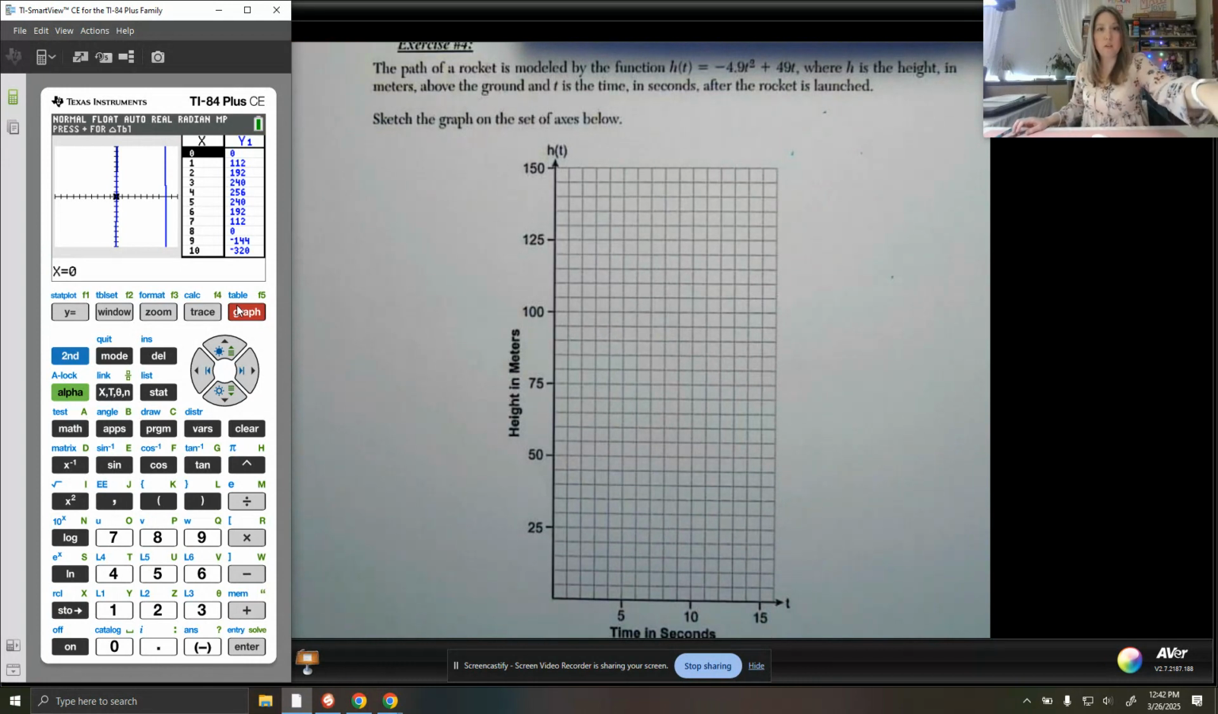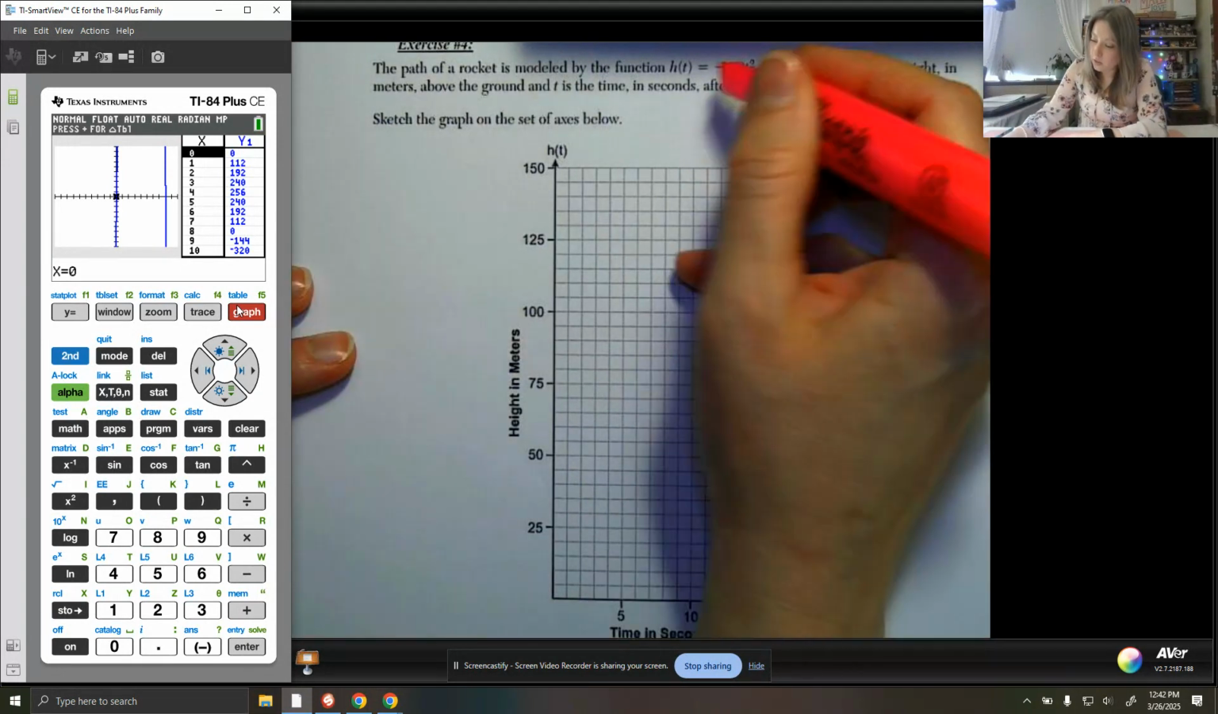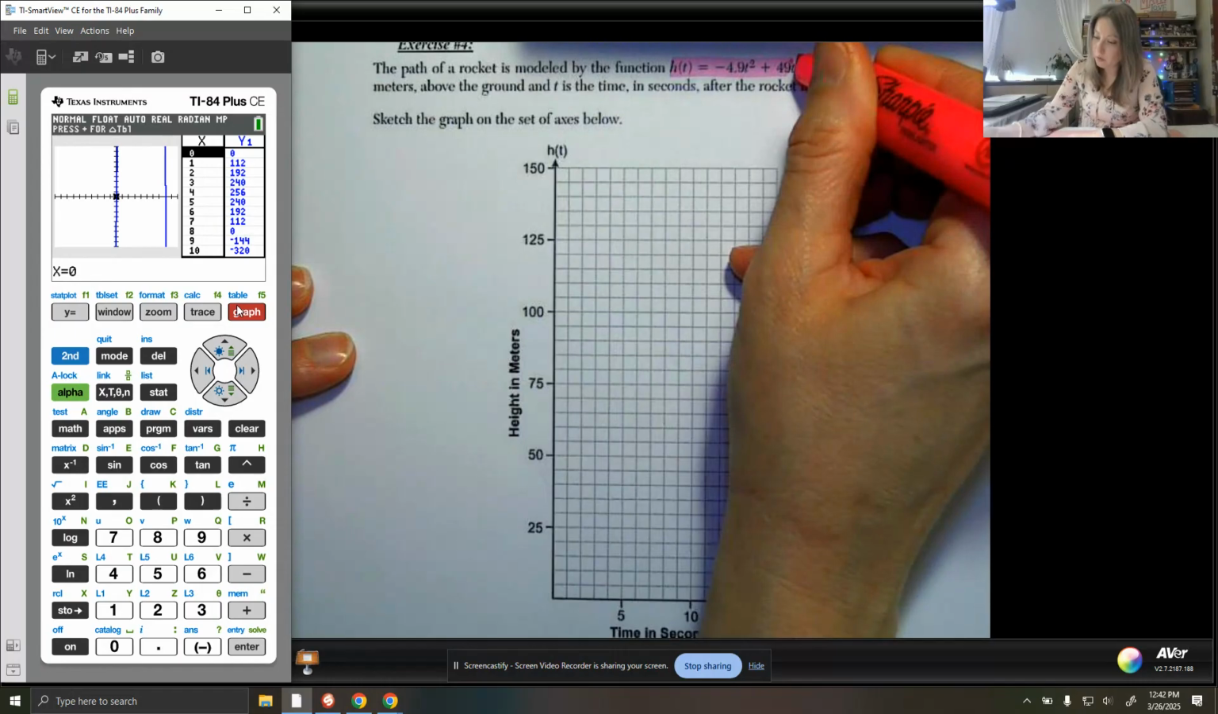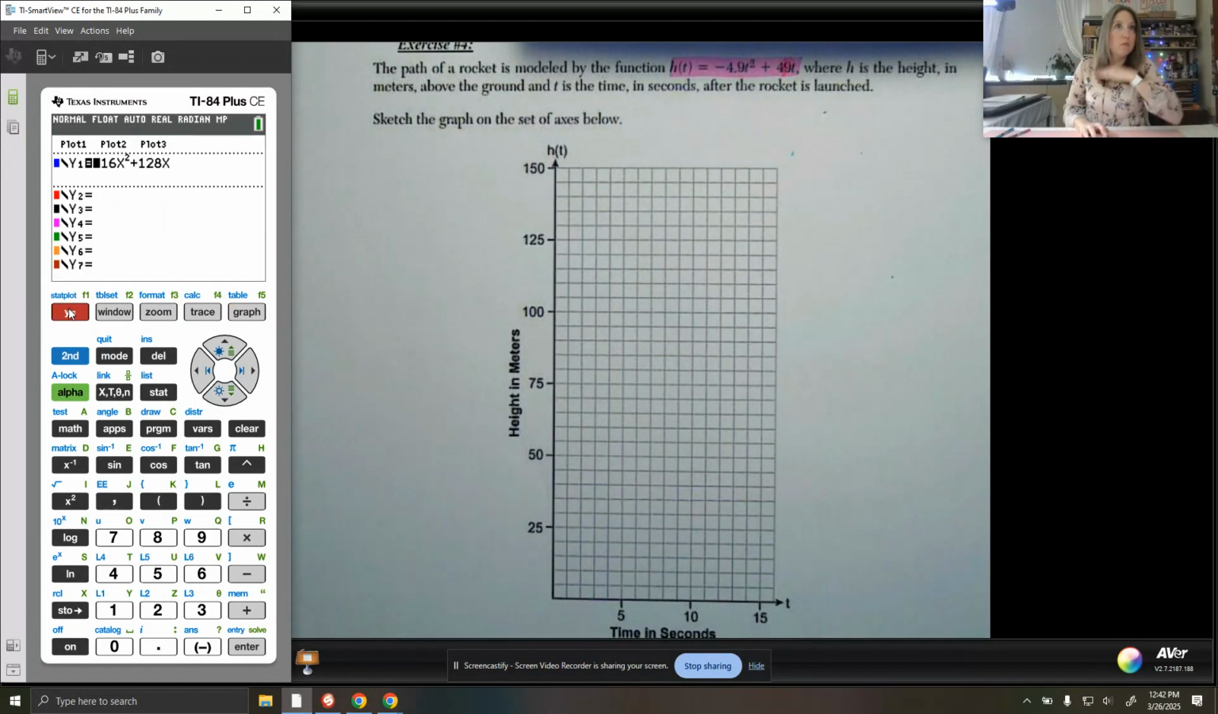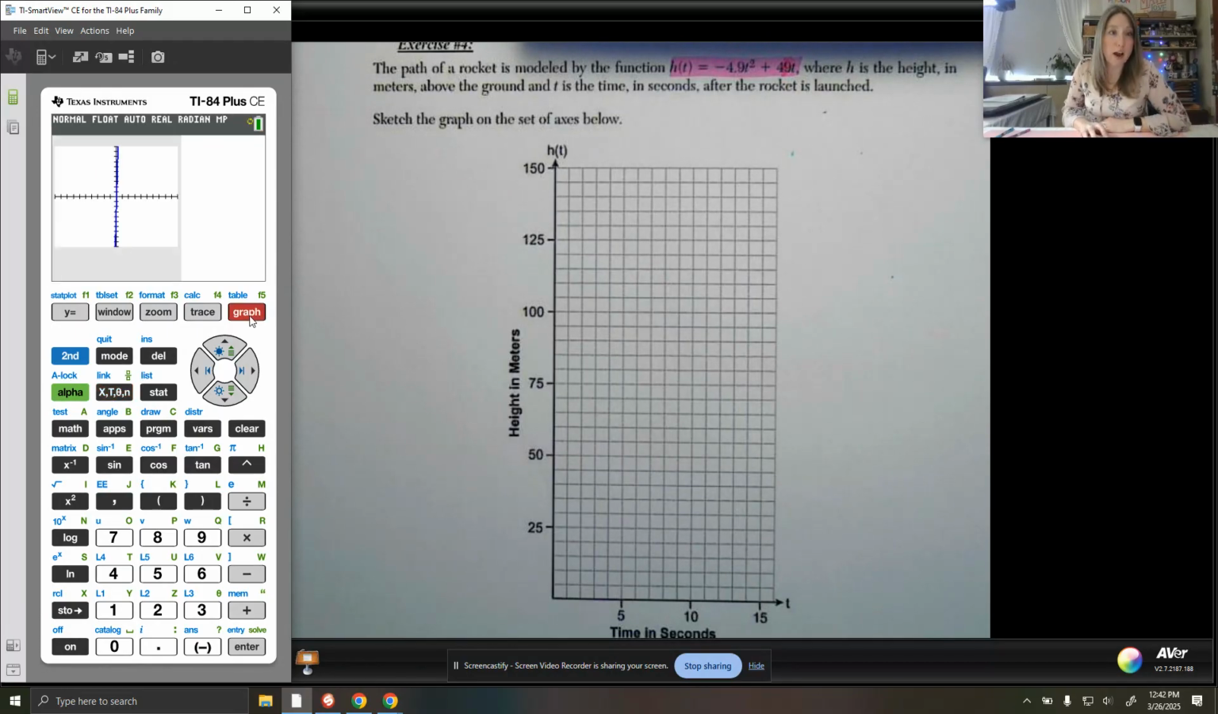All right, well, let me at least get this into my graphing calculator. Y equals negative 4.9 x squared, is that a t, plus 49x, negative 4.9 t squared plus 49t. Yep, there you go. That replaces those. And now we can press graph to see this.